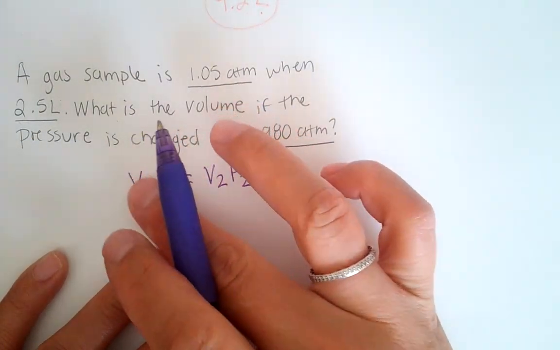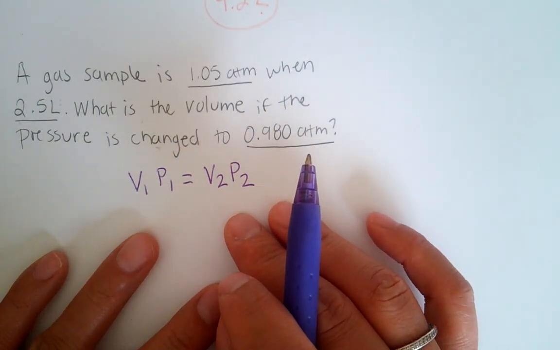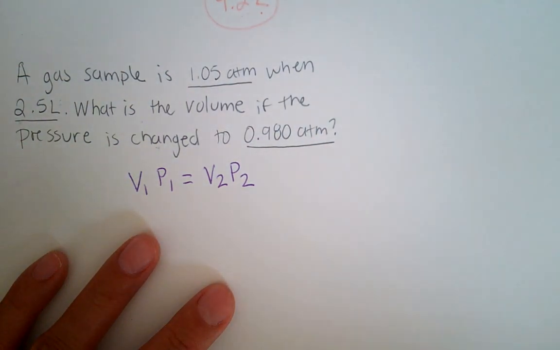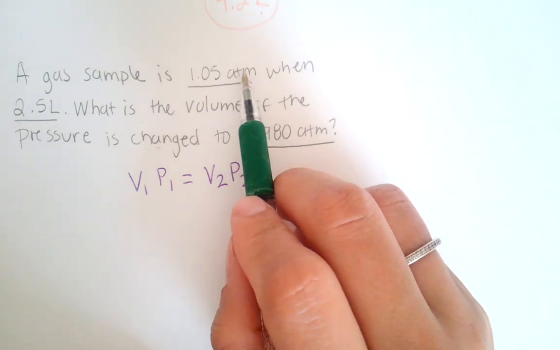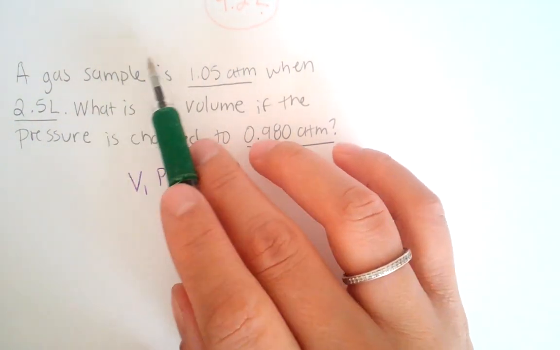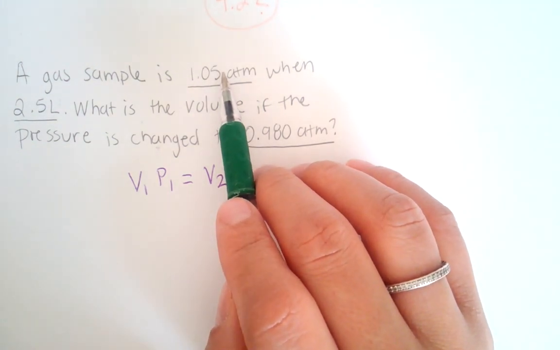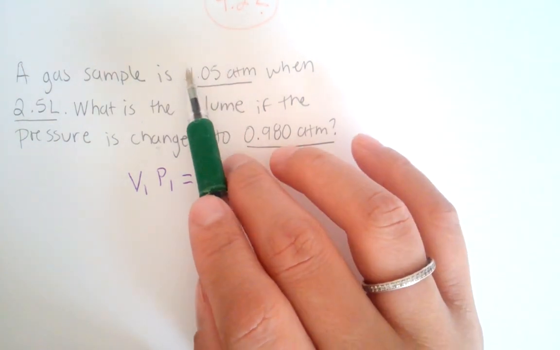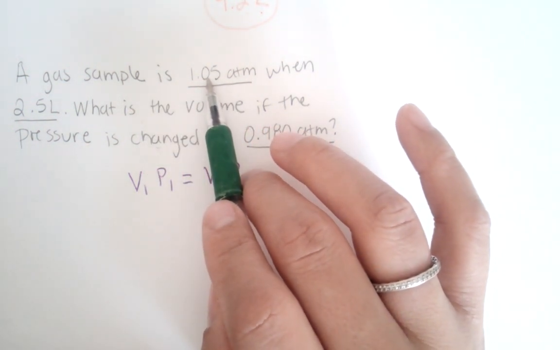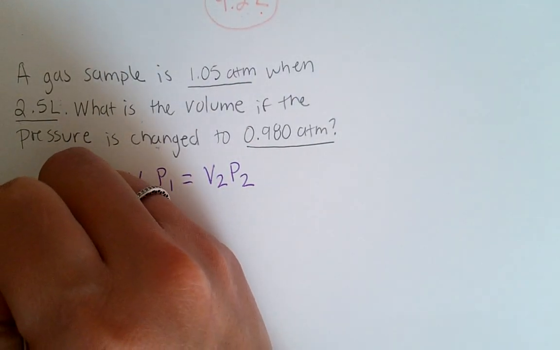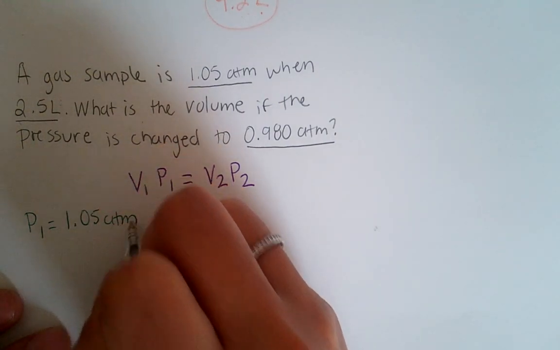Now we have to figure out where these three numbers are going to go and which one is going to be our X. If we start first with 1.05 ATM, remember ATM is pressure. Because it's at the beginning of the sentence, I know that's pressure 1. Never is pressure 2 going to be at the beginning of the sentence. Anytime you see a pressure unit, the first pressure unit you see, you know that's pressure 1. So pressure 1 is going to be 1.05 ATM.